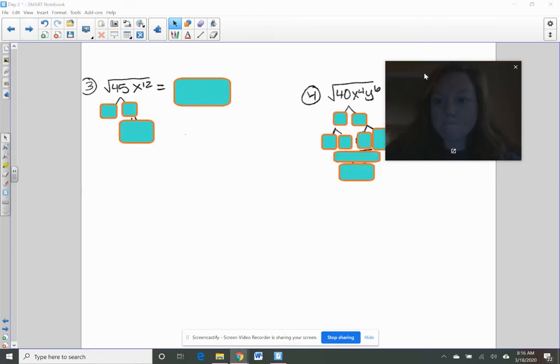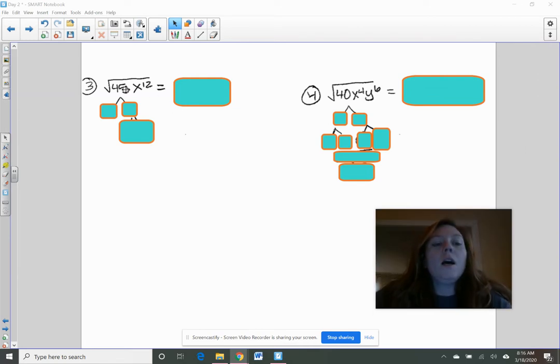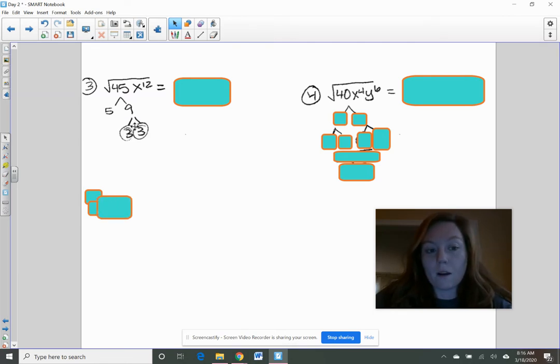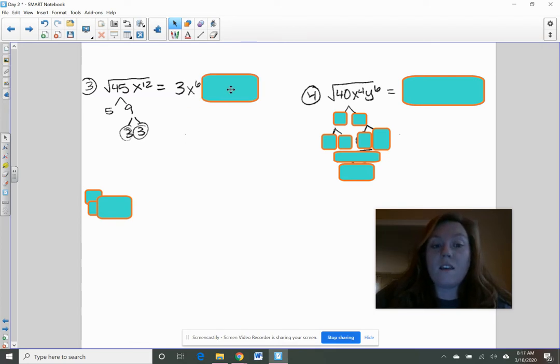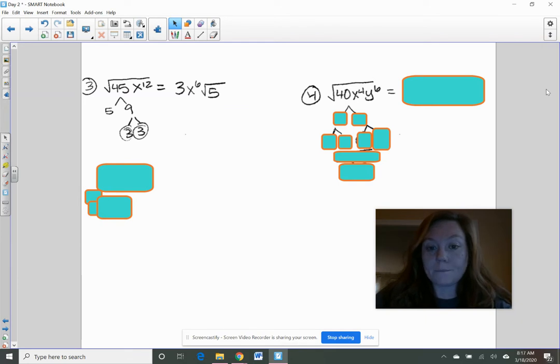Ooh, gotta move again. Okay. Square root of 45x to the 12th. Okay, so 45 gets broken down into 5 times 9. And then 9 can be broken down into 3 times 3. So I have a pair of 3's and a 5 left over. I'm sorry, 3 is going to go outside the radical. 5 is going to go in the radical. What are we going to do with the x to the 12th? Divide it by 2 and get x to the 6th. And then the 5 is left in the radical. That's it.